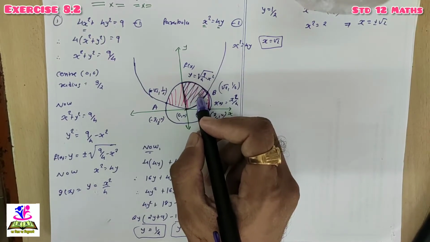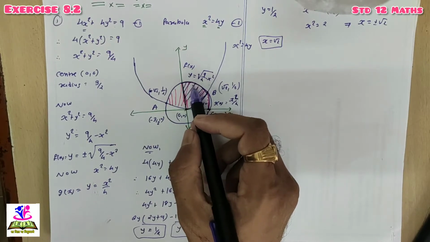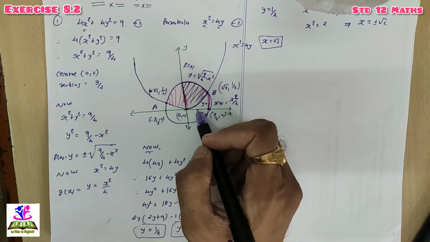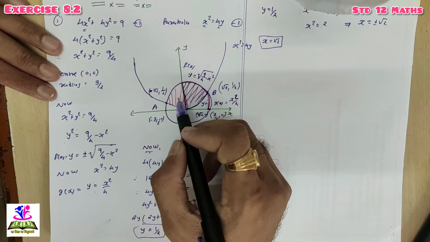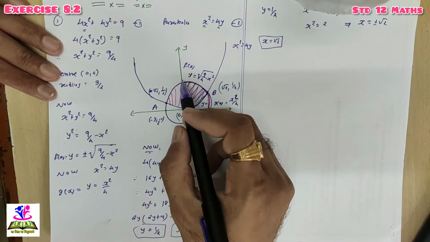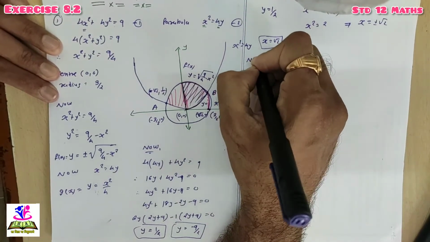To find the area of the region which is common between two curves, you have to consider the difference of the integration of these two curves, f of x and g of x. Clear? Now this area is symmetrical about the y-axis. So we will find only this area and we will double it. So now our required area.